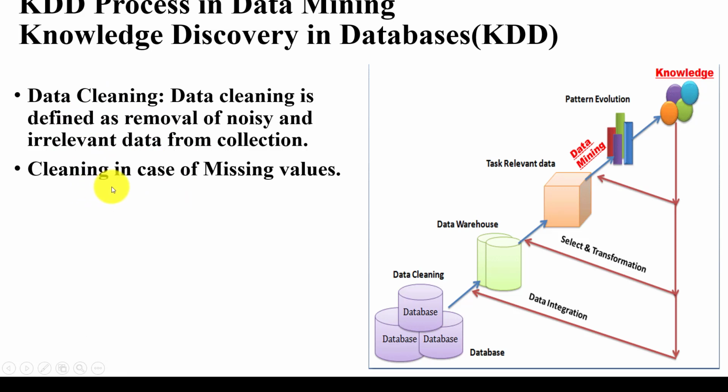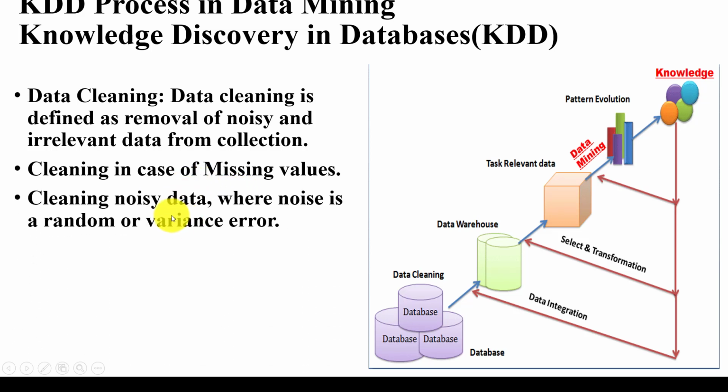Now in data cleaning there is also the case of missing values. Suppose in my database the fields are stored as null values or empty values, called missing values. That is also part of data cleaning. Now, the cleaning of noisy data, where noise is random and variance error like incorrect data or irrelevant data. So this is all about data cleaning.